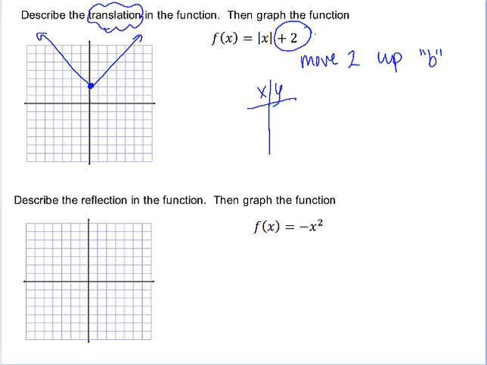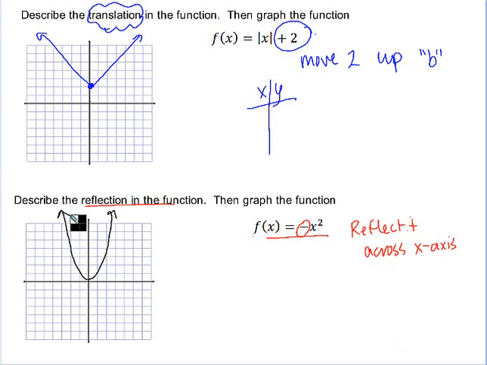Okay, describe the reflection in the function, and then graph it. Here the function is f of x is equal to negative x squared. So this is going to reflect it across the x-axis. If we think about what our original quadratic graph looks like, the original quadratic looks like this. So if we are reflecting it across our x-axis, we just need to take it and reflect it directly down. So there would be our graph reflected across the x-axis.